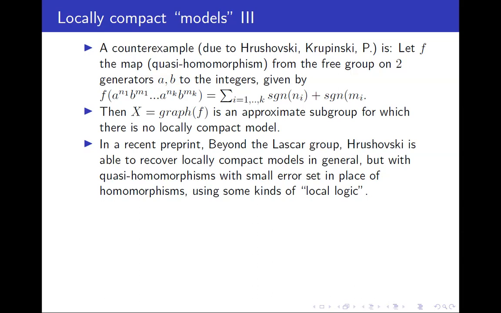Is able to recover locally compact models in general, but with quasi-homomorphisms with small error sets, and small could mean something like compact, it could mean bounded in terms of certain metric. Anand, what does it mean that there's a small number of places where it's not a homomorphism?